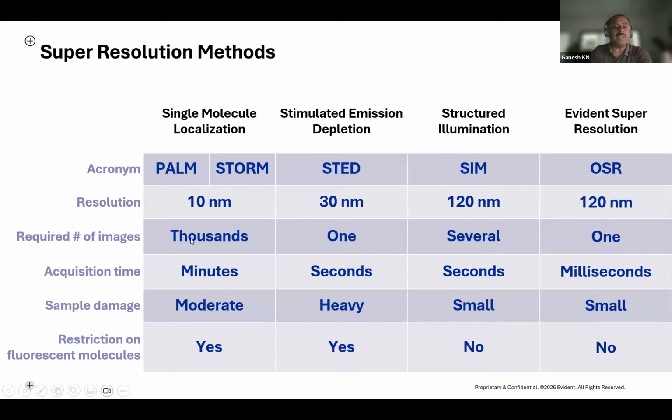Now consider the number of images required to form an image: thousands of images have to be acquired to get a PALM or STORM image. For stimulated emission, it is one image, but the acquisition time will take several seconds.